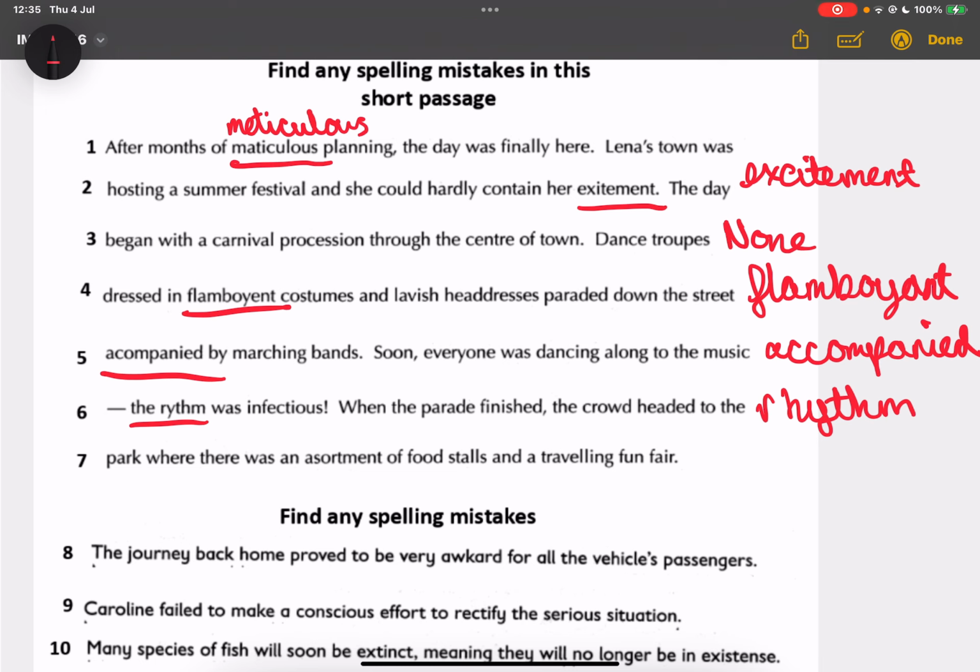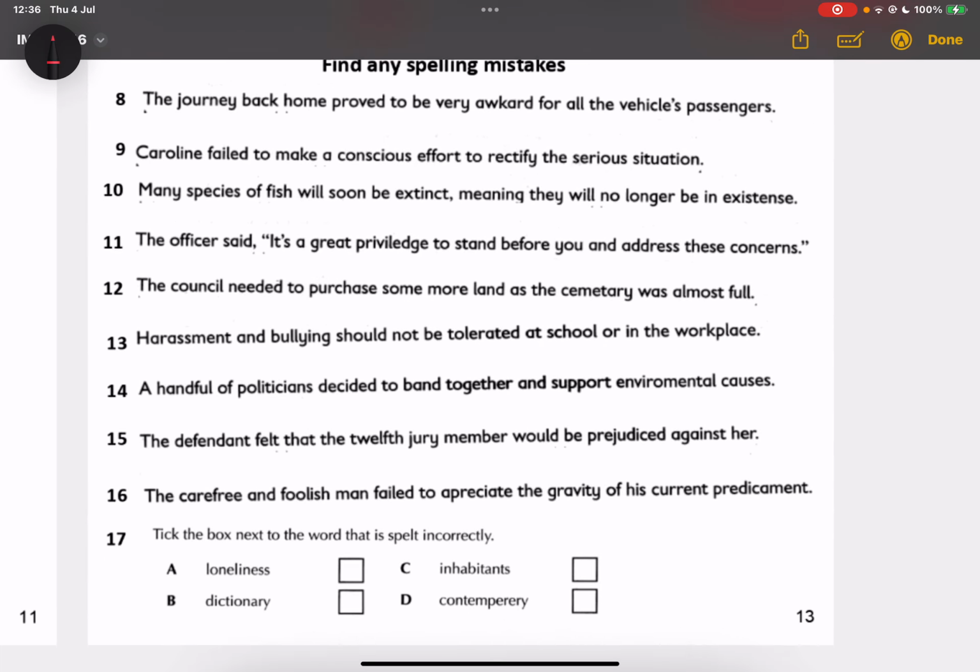When the parade finished, the crowd headed to the park where there was an assortment of food stalls and travelling fun fair. So this one's assortment. Assortment should be spelled with double S. Assortment.